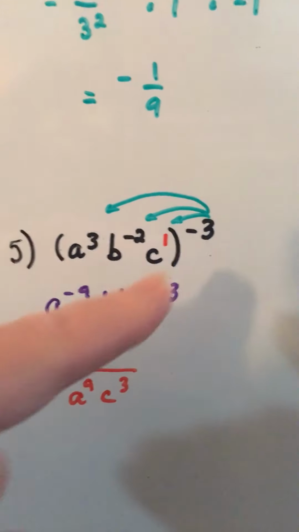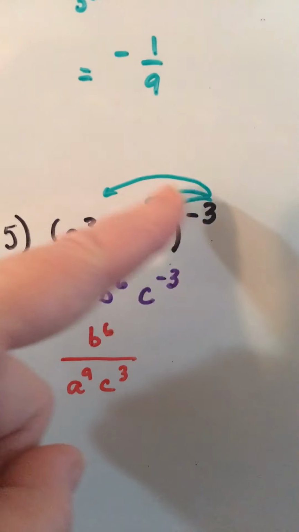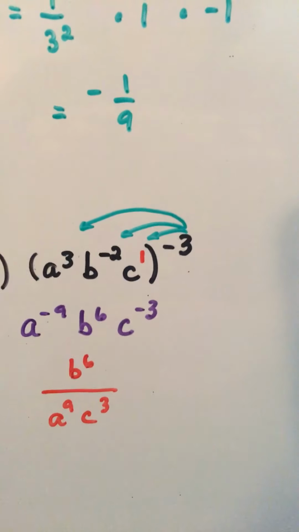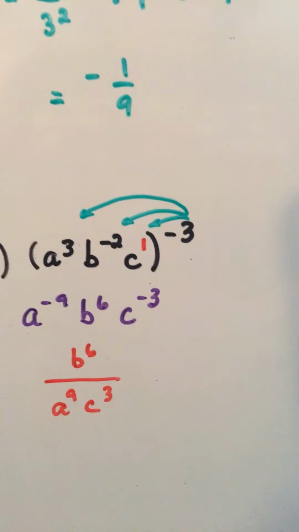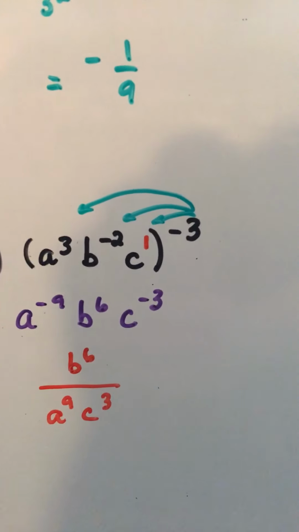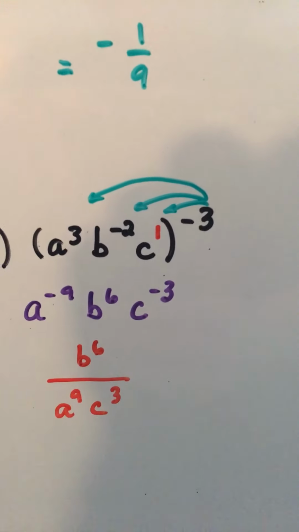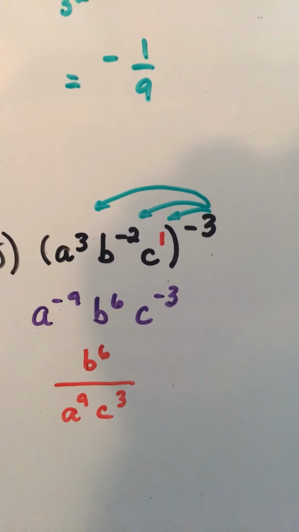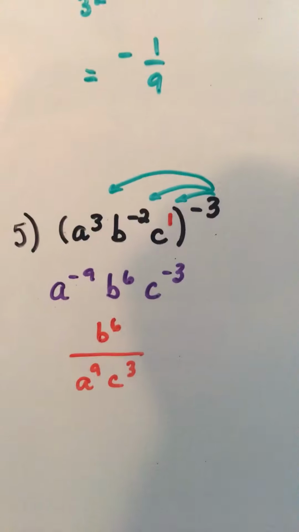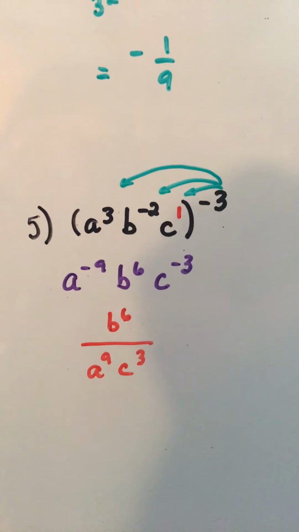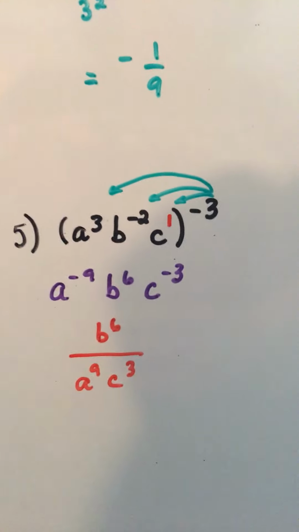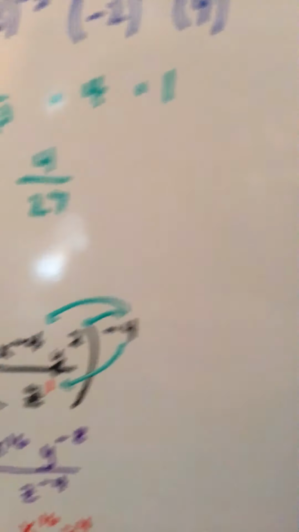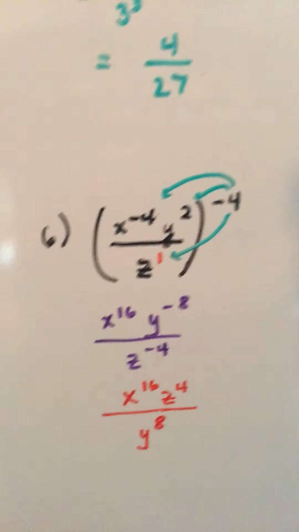What are you going to do here? Everybody needs an exponent, and we distribute. So we get 3 times negative 3 is negative 9. We get negative 2 times negative 3 is 6. We get negative 3 times 1 is negative 3. So we get b to the 6th over a to the 9th, c to the 3rd.